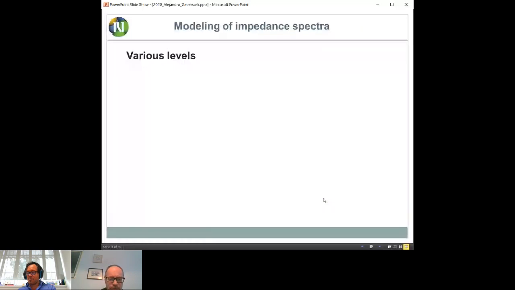So, before I continue, I want to present the levels of modeling that exist in the impedance spectroscopy community. There are various levels, and the most used one is arbitrary equivalent circuits, where you just try to find an equivalent circuit that fits your experimental data. This is okay, you can do that, but the problem is usually that you don't know the physical meaning of individual elements, or at least you are not sure about them.